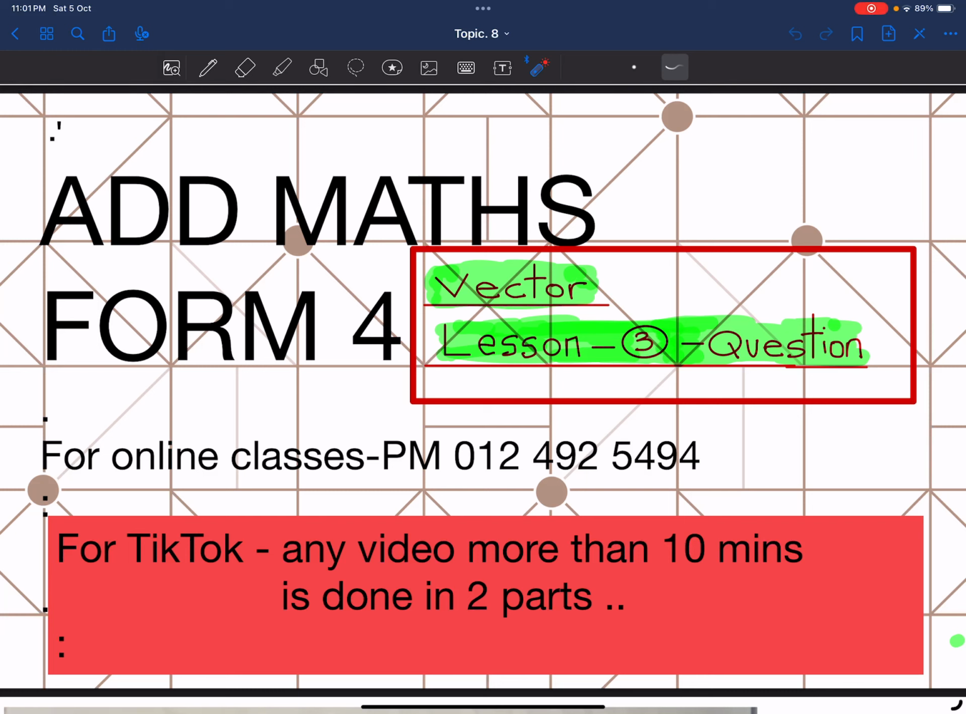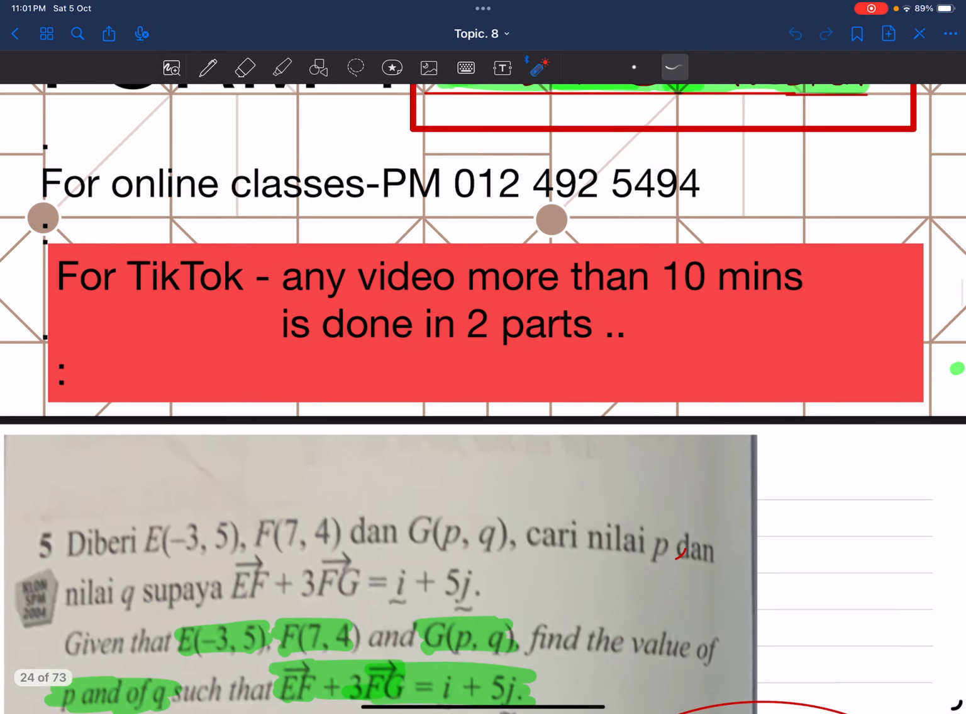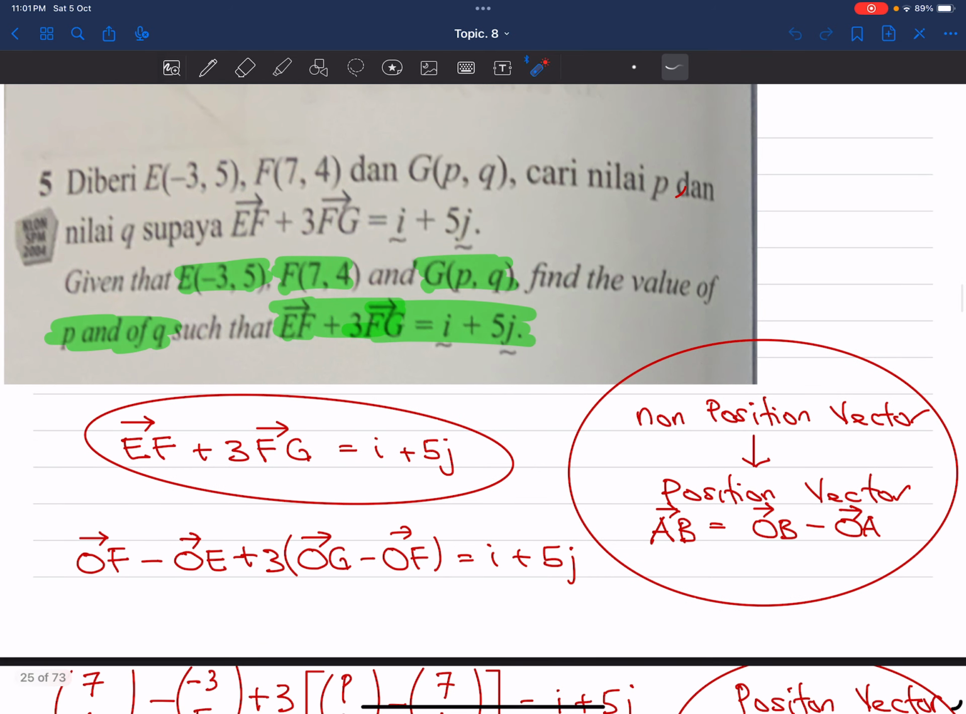AddMath Form 4, Topic Vector, Lesson 3, Question. Step 1, collect what is given. Given that the coordinate E is (-3, 5), coordinate F is (7, 4), and coordinate G is (p, q).